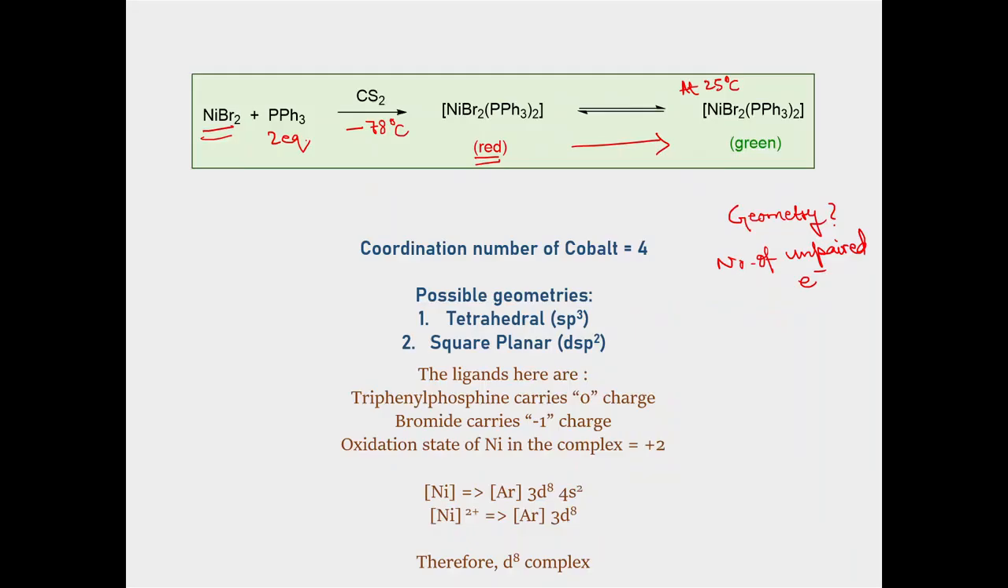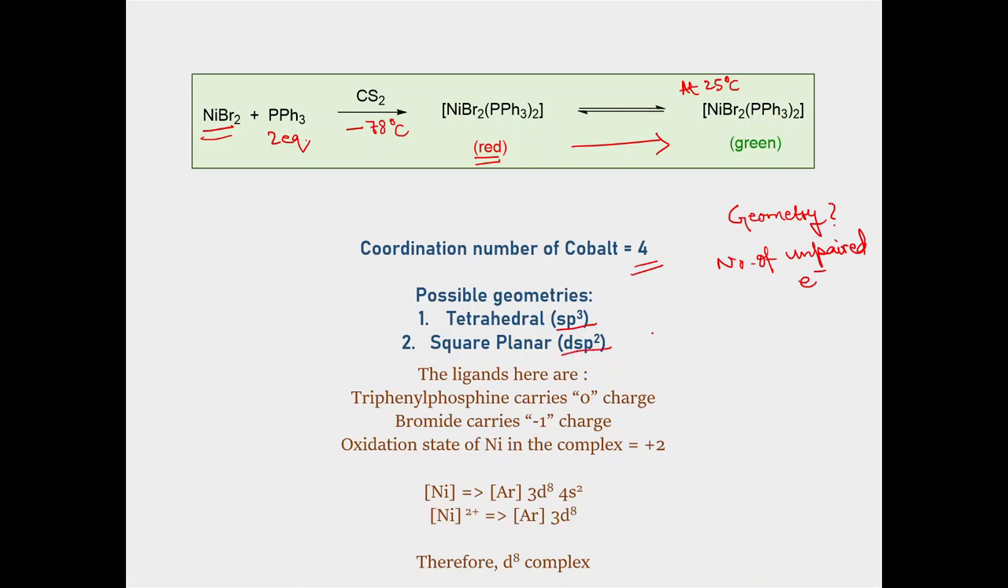Okay. So first of all, here we can see that nickel is having a coordination number of what? Four. Okay. So what are the possible geometries for a metal with coordination number 4? Tetrahedral and square planar. Tetrahedral has hybridization of sp3, whereas square planar has a hybridization of dsp2.